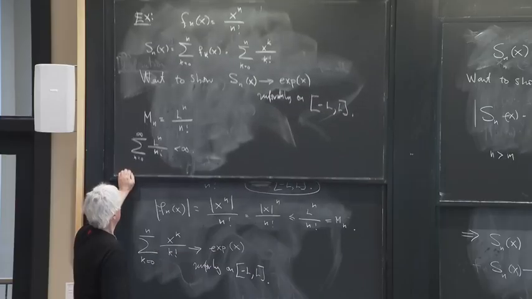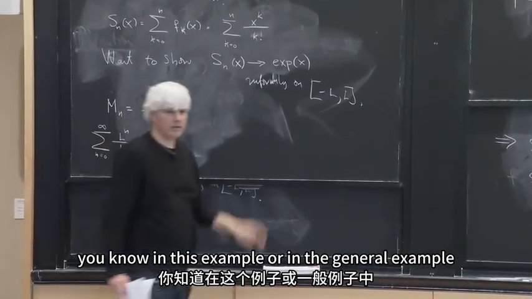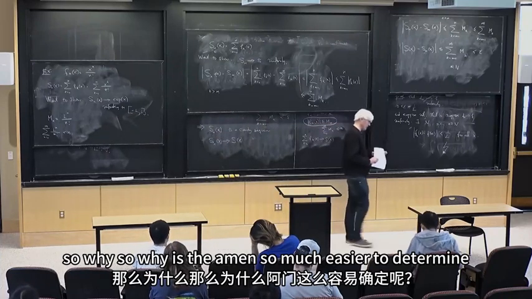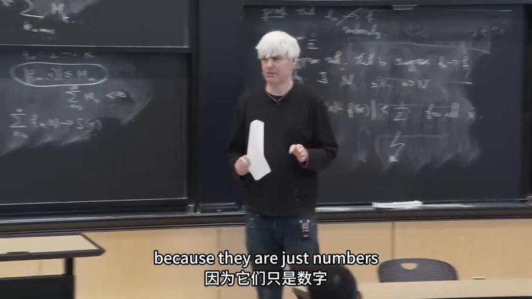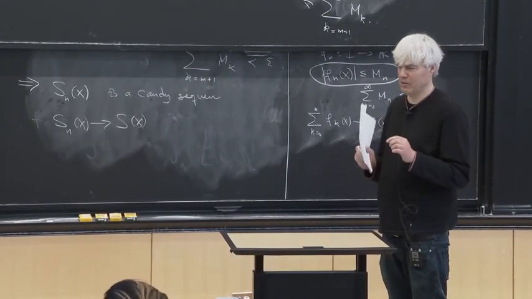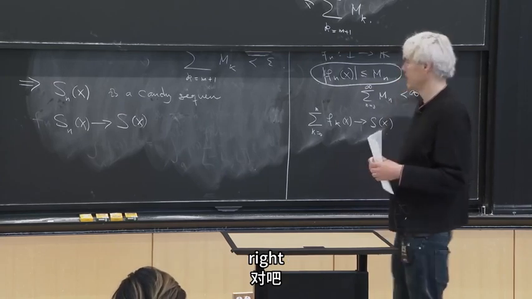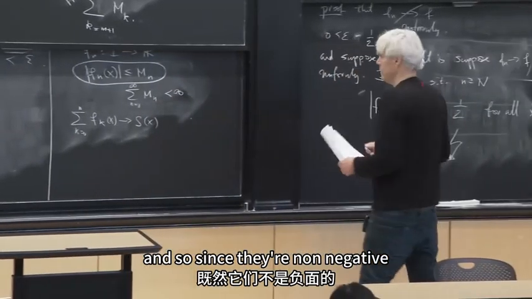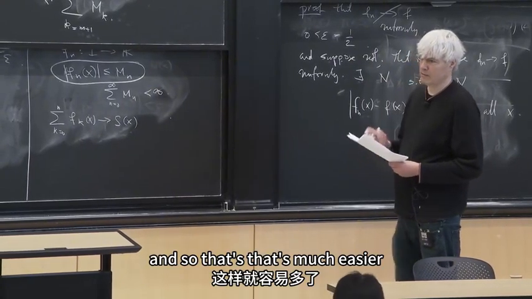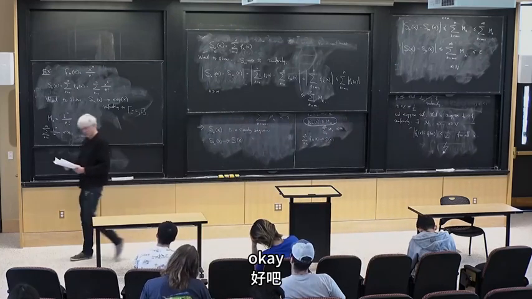So mn are, in this example or in the general example, why is the mn so much easier to determine? Because they are just numbers. They are just non-negative numbers, and you're just asking if the series of non-negative numbers is convergent or not, right? And since they're non-negative, it just means that the sum is finite, right? And so that's much easier to determine.